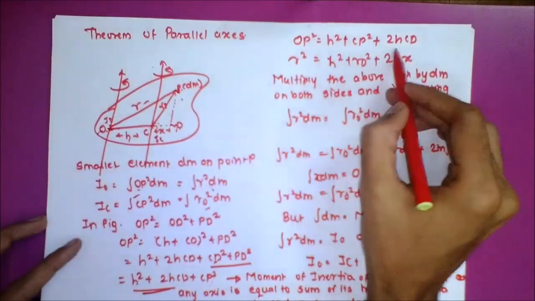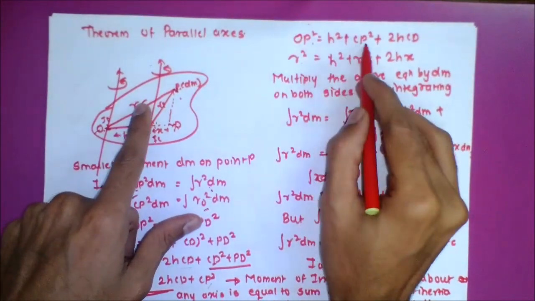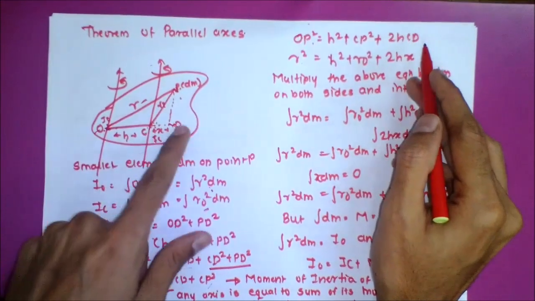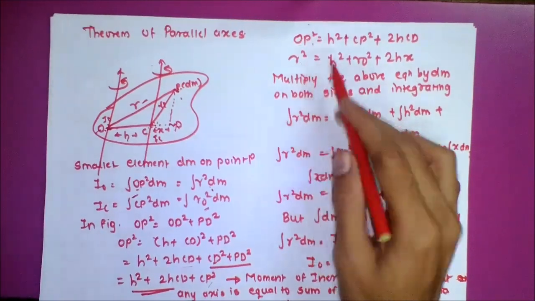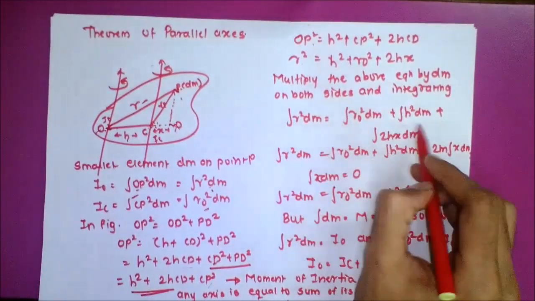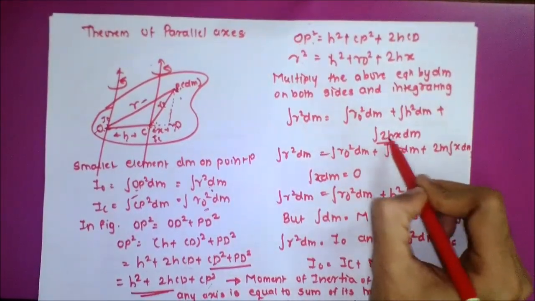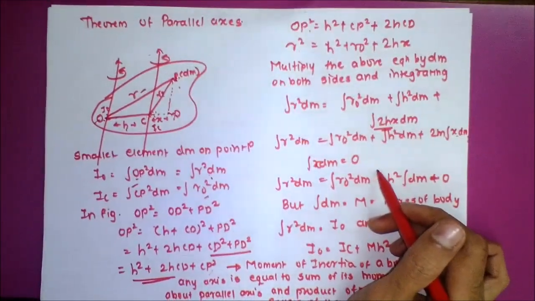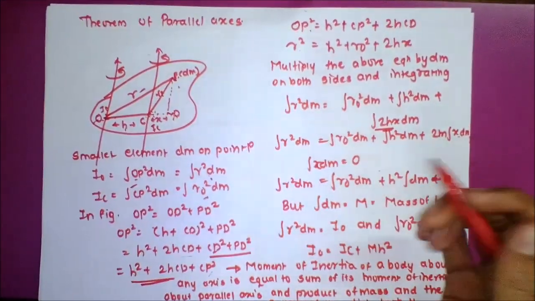Now substituting the values, we have OP square, which is equal to r square, equal to h square plus CP square, that is r naught square, plus 2 into h into CD, where CD is the distance x. So again we multiply the equation by dm and integrate on both sides. The integration of all this remains constant, only the 2h will come out, and x will remain as it is. So the integration of x dm is equal to 0, as the sum over all particles about the center of mass is always 0.